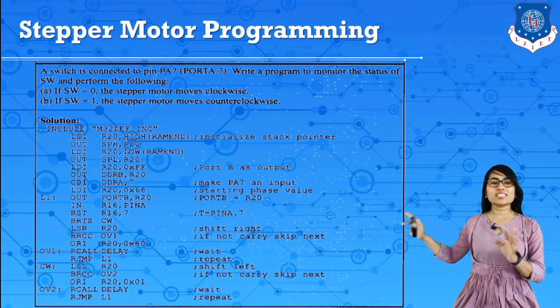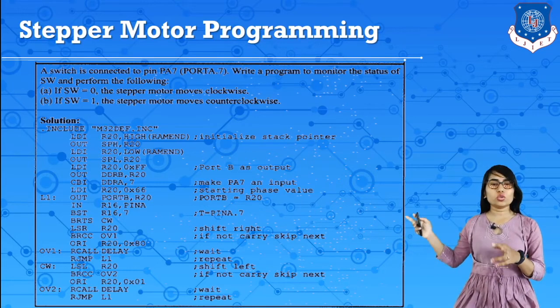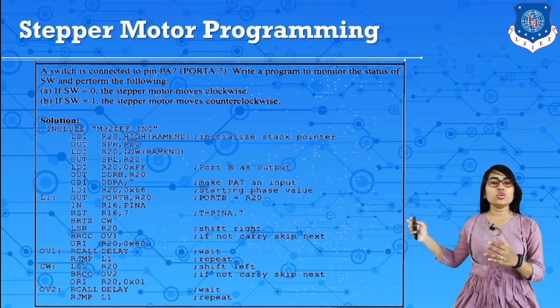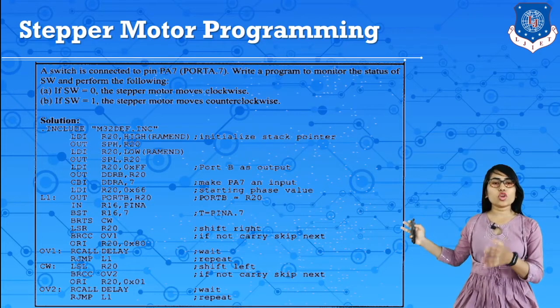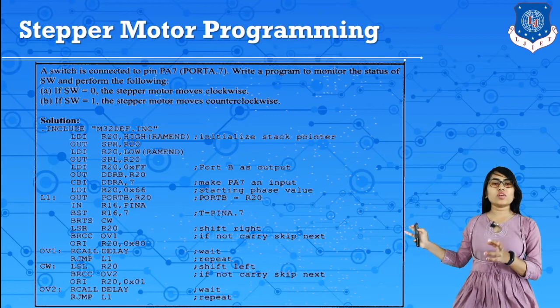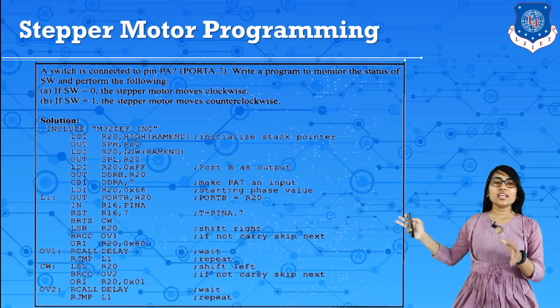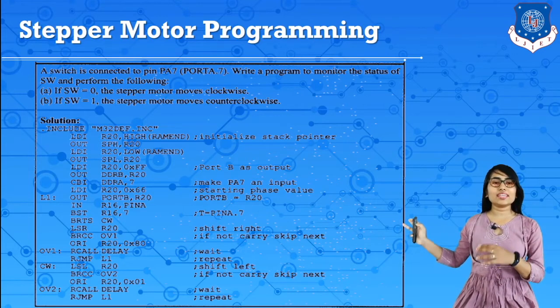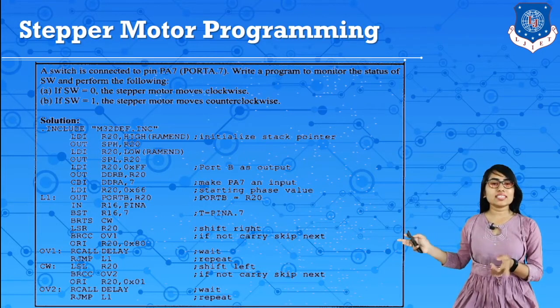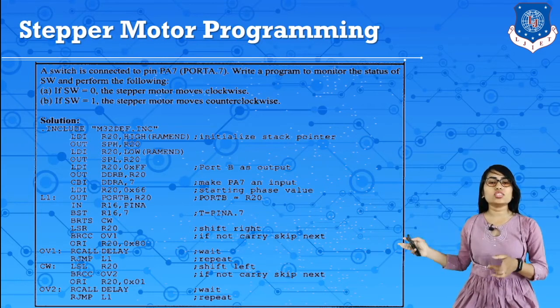Now port B is connected with the stepper motor. So the stepper motor has a phase value of 66, and according to that it will change its value. Now here, read the values from pin A, then test the 7th bit to see whether it is 1 or 0. If it is 1, then shift data in the right direction. Whatever the value is, 66, it goes in the right direction.